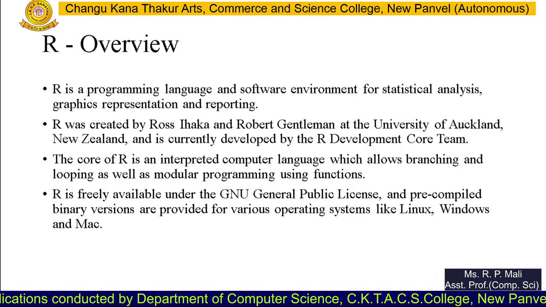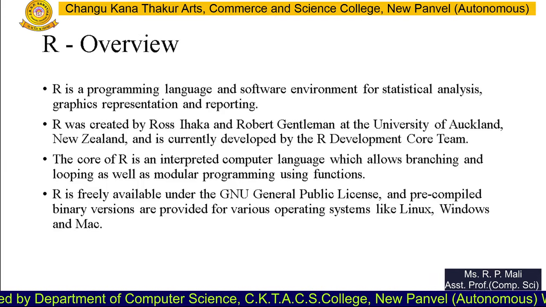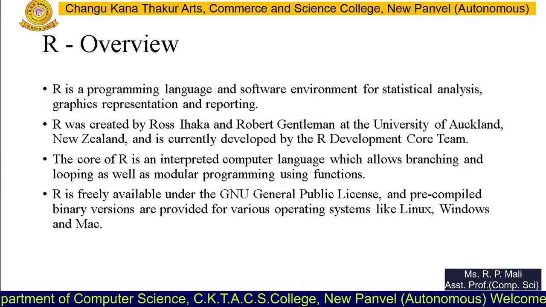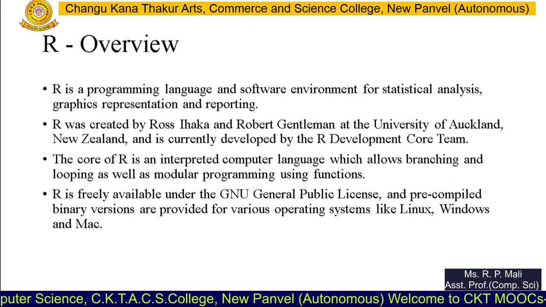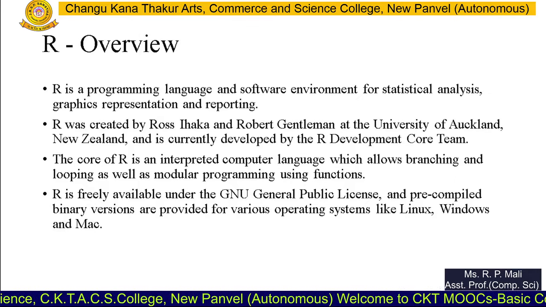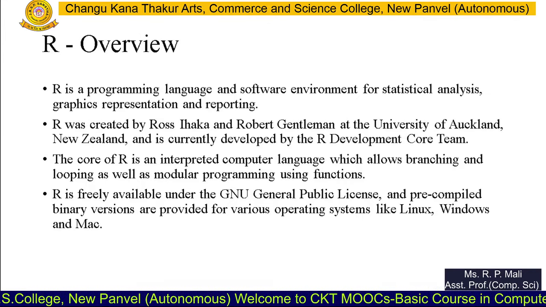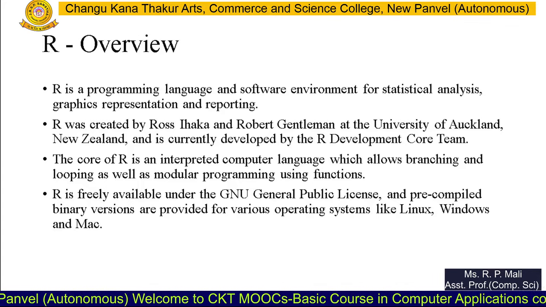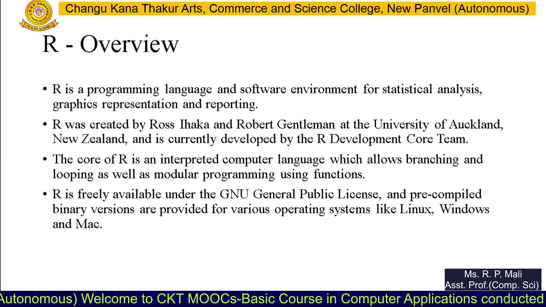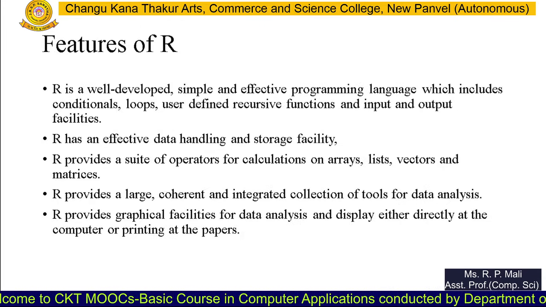The core of R is an interpreted computer language which allows branching and looping as well as modular programming using functions. R is freely available under the GNU General Public License, and pre-compiled binary versions are provided for various operating systems like Linux, Windows and Mac.